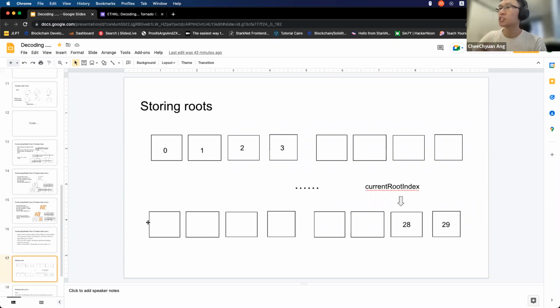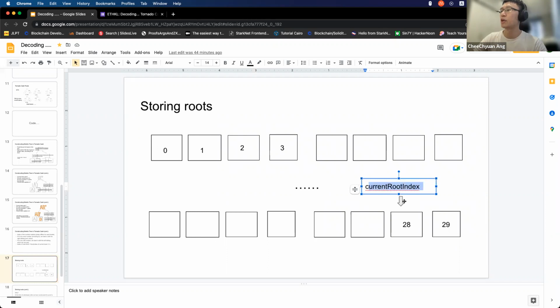So in Tornado Cash, they actually store this thing called a root history, whereby they will store the 30 last roots that the contract has seen. So for example, right now it has stored 28 roots previously, and the root index is over here. So the next time someone deposits, it will store at the 29th position, and then when someone deposits again, it will just replace the 0th position with the latest root. And of course, the current root index will point towards the latest one.